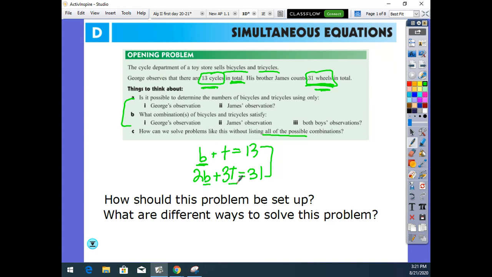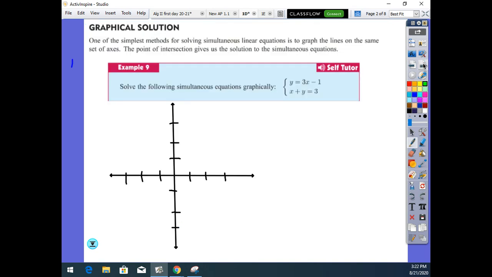What are the different ways we've solved this in the past? We had a whole bunch last year, but there are 3 main ones that we're going to focus on. We graph, we substitute, and we eliminate. Those are the 3 main ways to solve a system. All right, so let's look at one example of each.